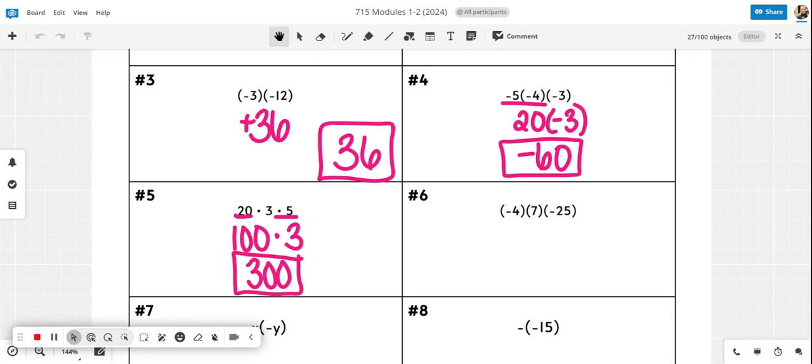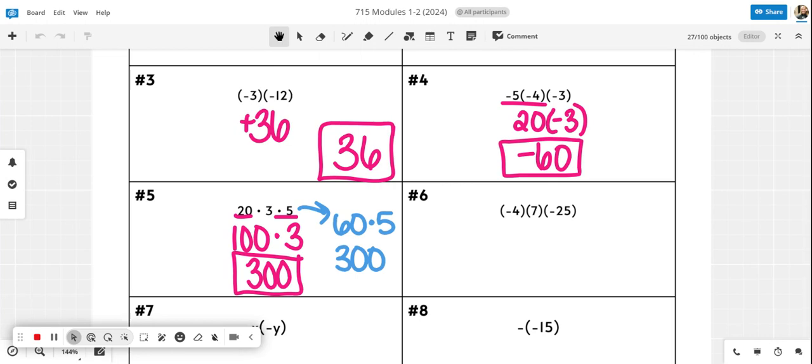I'm going to show it the other way, though. Maybe you wanted to go in order. So you did 20 times 3, which is 60. Then you can think about 60 times 5, or 6 times 5, which is 30. Add a 0 to get 300. Either way, we come to the same product of 300.